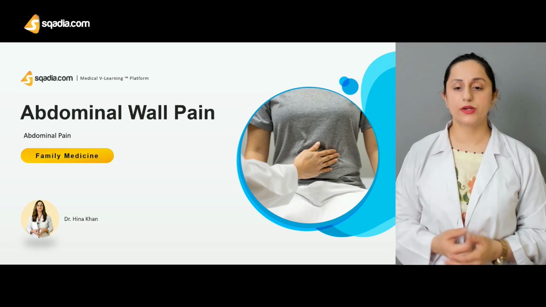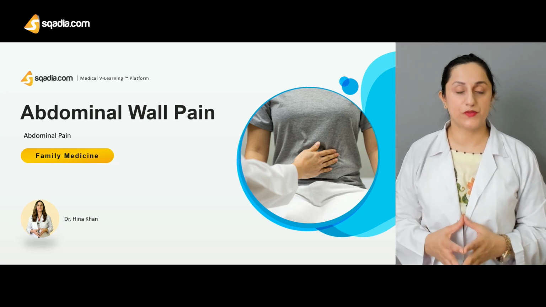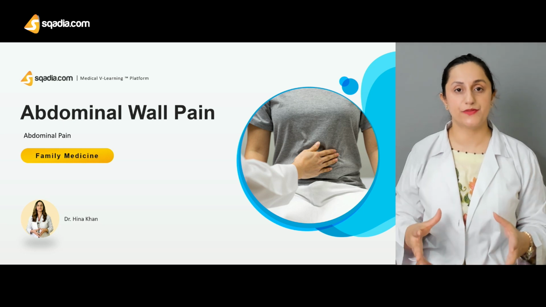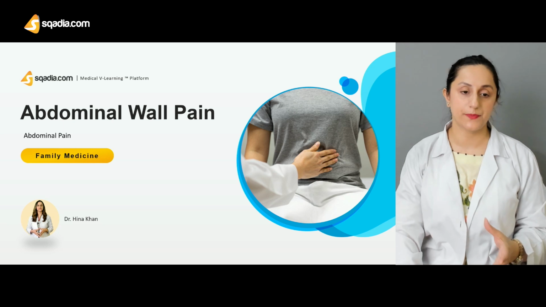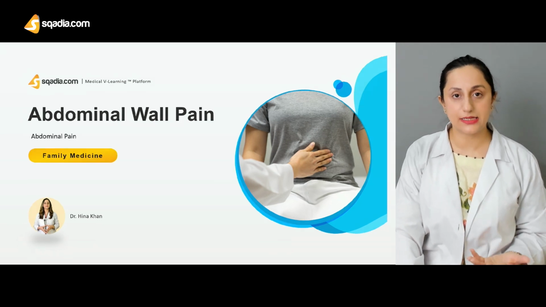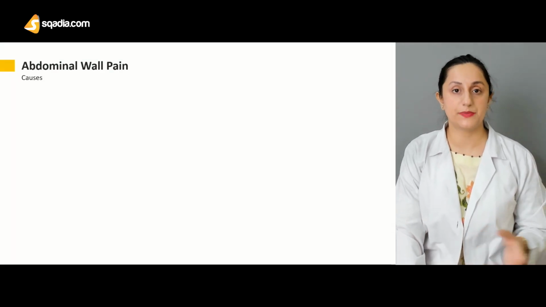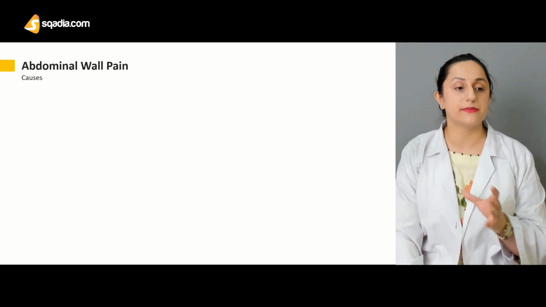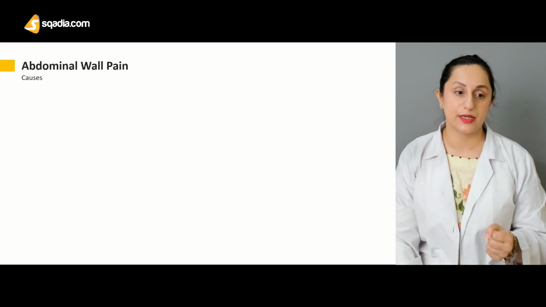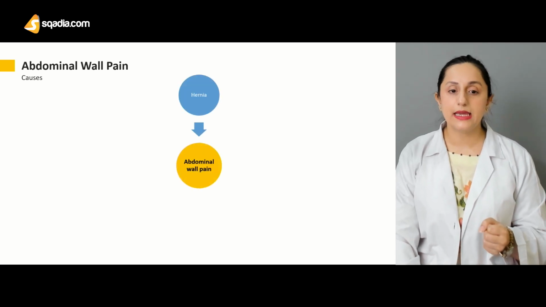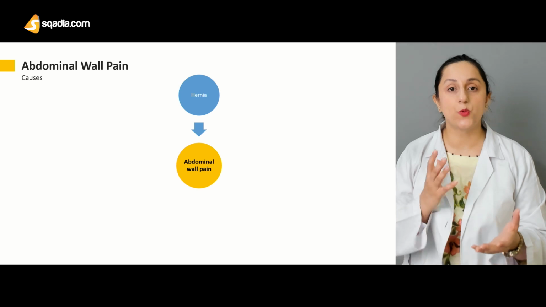So when you examine the abdomen of the individual, as we've already gone through, we perform this examination in a particular way. The idea behind performing this examination in this particular systematic pattern is to narrow down the differentials for these patients. The herniation is one of the causes.